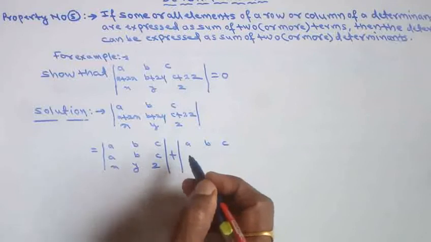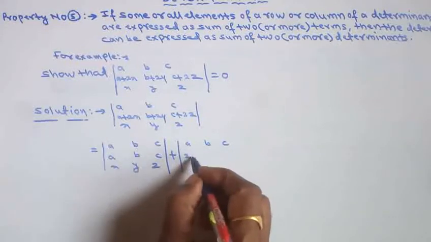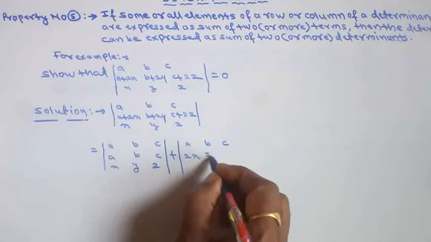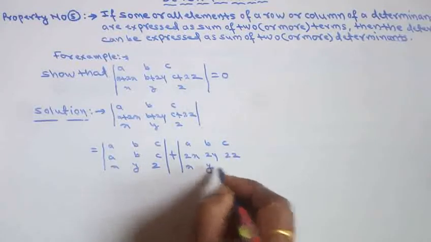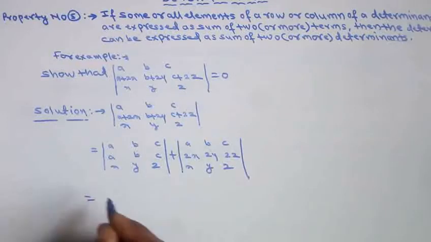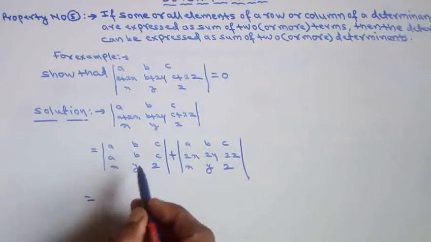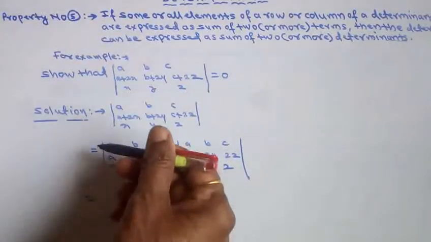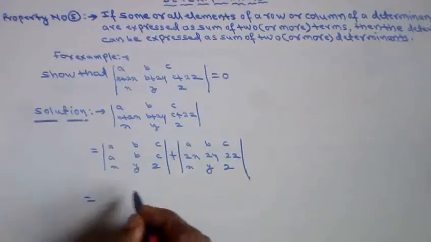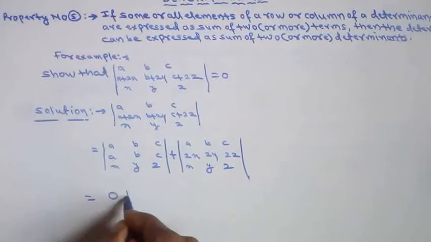These are the numbers which are added in the second row. So this is 2x, 2y, and 2z, then x, y, z. Now here using the property, the first row is A, B, C and the second row is also A, B, C. So these two rows are identical, therefore the value of this determinant becomes 0.